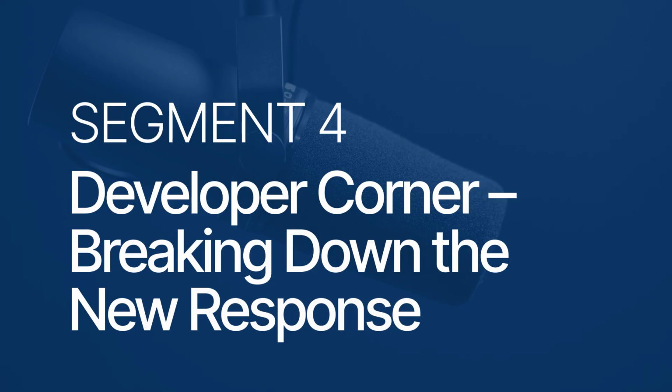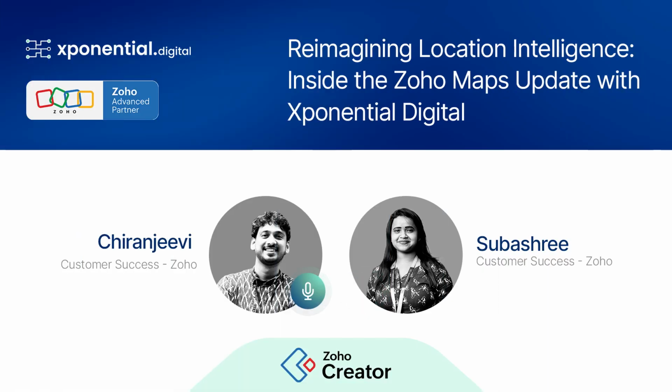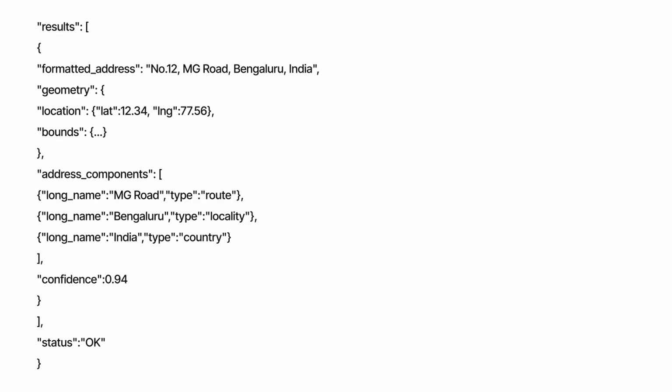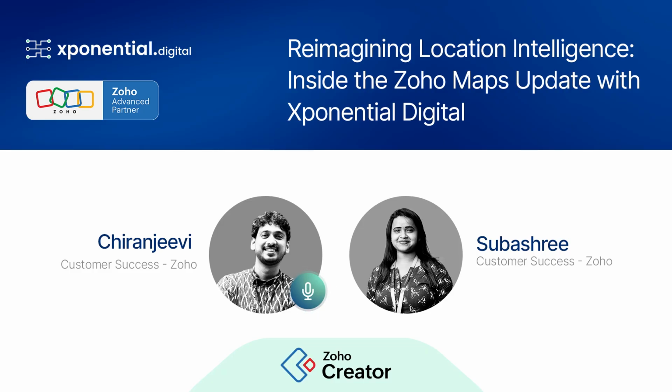Let's dissect the new geocode response. Previously, a simple result like latitude 12.34 and longitude 77.56. Now, it looks more like this. That structure gives us flexibility. You can store specific address paths, rank by confidence, or even show boundary overlays in widgets. Exactly. For reverse geocode, it's the same principle, structured and predictable.